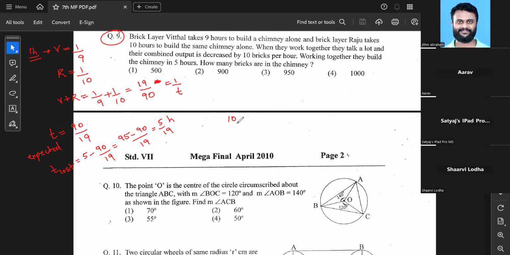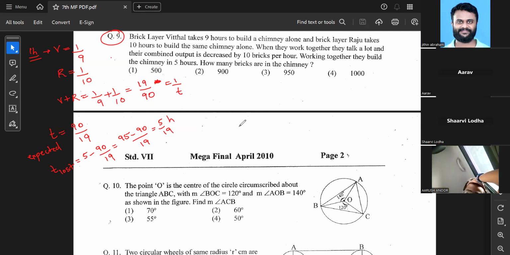May I suggest a method? Yeah, I'm listening, tell me. Vitthal takes 9 hours to build the chimney. Raju takes 10 hours, so we add them. It's 19 by 90. And it says that they talk a lot, so their output is decreased. Now it says that they're taking 5 hours. So 90 divided by 5 is 18. So they're doing one brick less over here. So if we want them to lose 10 bricks per hour, we'll have to multiply 90 by 10, which is 900. Hence, there are 900 bricks.